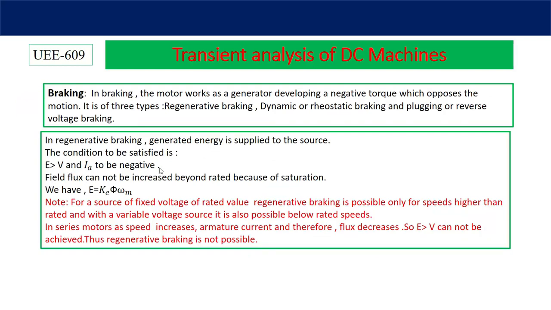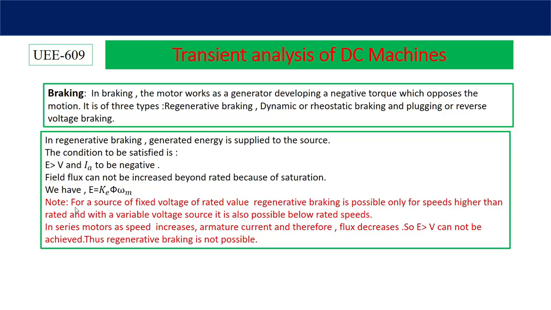This is possible only in case of a separately excited motor, because in a separately excited motor E is equal to Ke phi into omega n. Now this phi is controlled through a separate DC source, and this phi can be increased in such a way as to obtain E more than V. Then we can feed the power to the source.